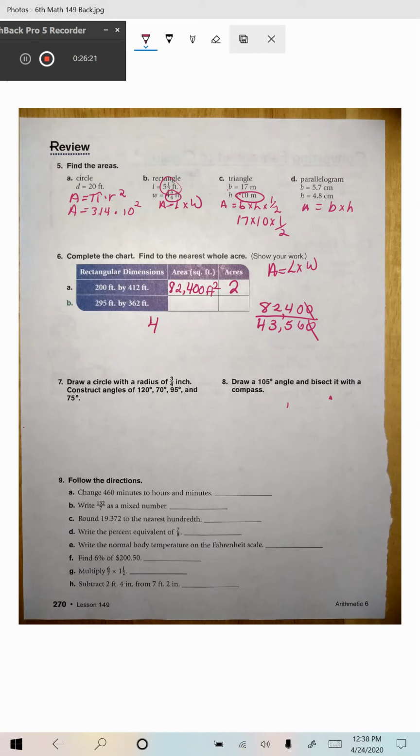Half of 24 would be 12, and 240 would be 120. That's what I want to do. Let's half the bottom number. Half of 4,000 is 2,000. Half of 300 is 150. Half of 50 is 25. Half of 6 is 3. So I have 178.